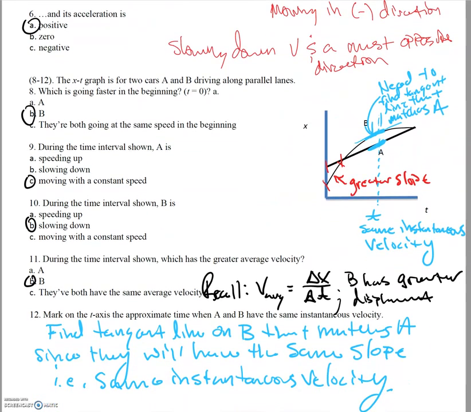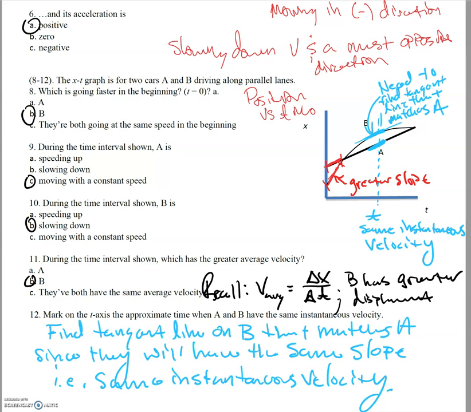So for 8 through 12, we have a position versus time graph for two cars, A and B, driving along parallel lines. Which is going faster in the beginning? So we have a position versus time graph. To get velocity, we need to take the slope. So the slope at the start, which is here, which is here. Which one has a steeper slope? B has the steeper slope.